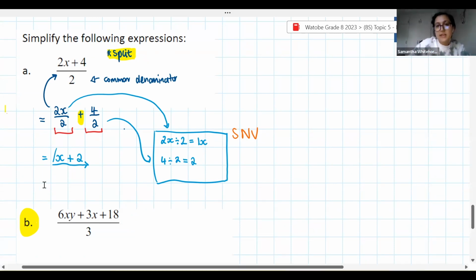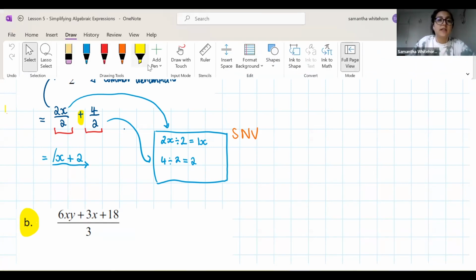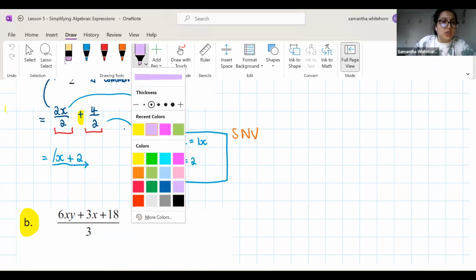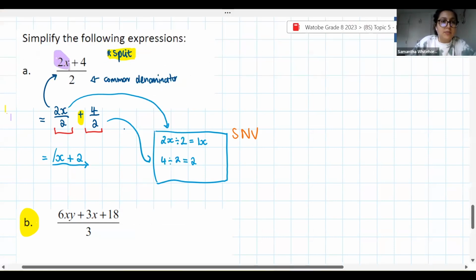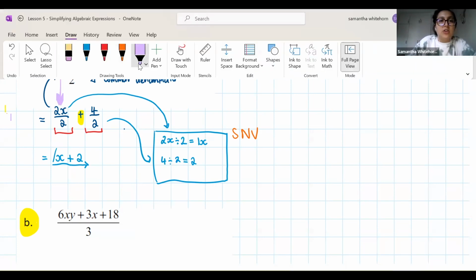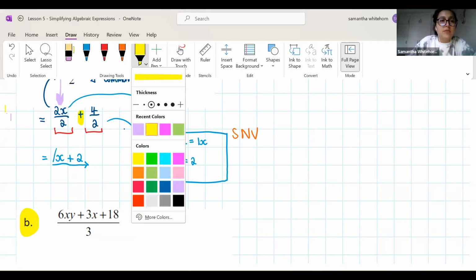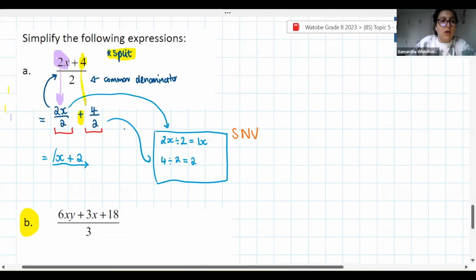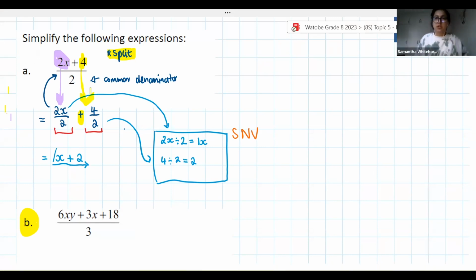Okay, so Dinkley, what do I mean by split? Remember, we split the fraction up. So what I did in question A was I took the 2x and I split that up and wrote it over the denominator 2. And then I took the 4, and because they're over the same denominator, I just write 4 over 2. So I split my fraction up based on what the denominator is.